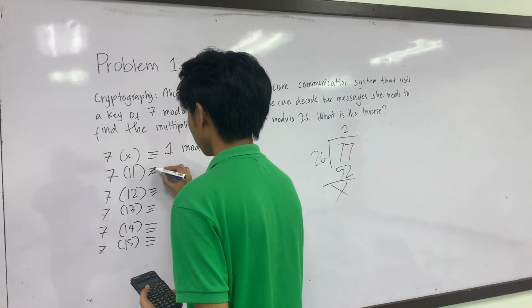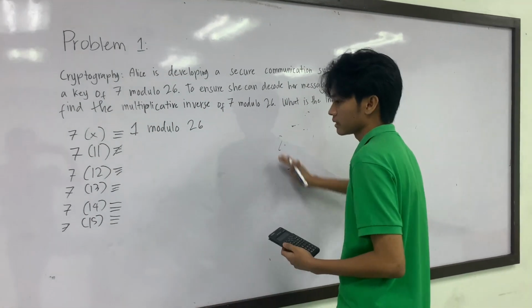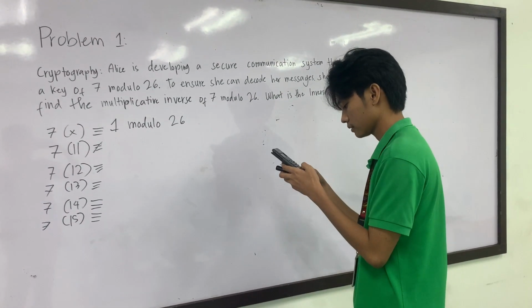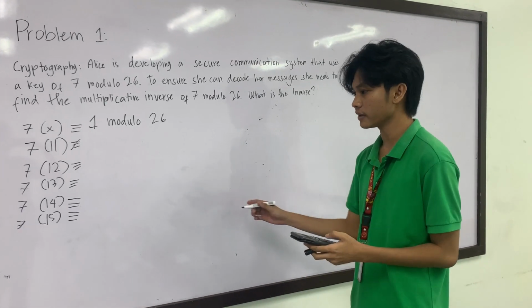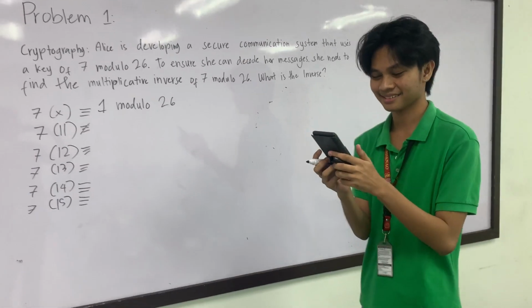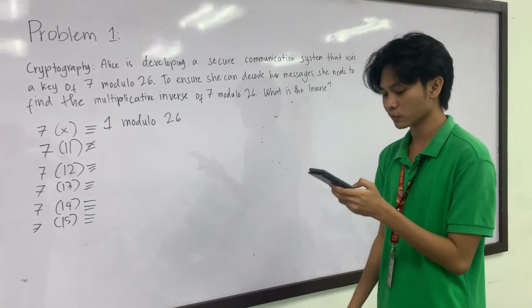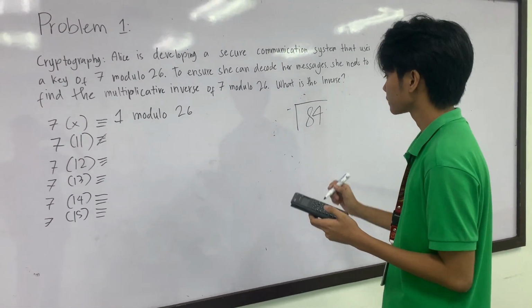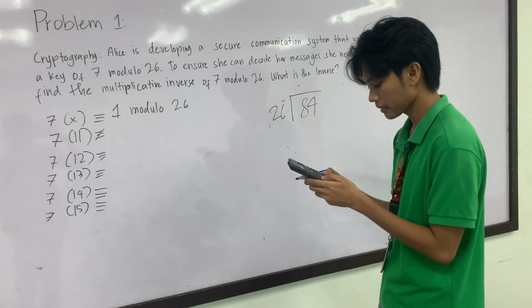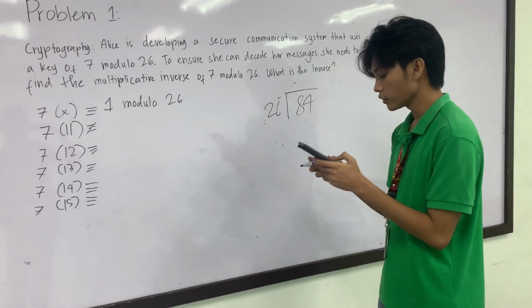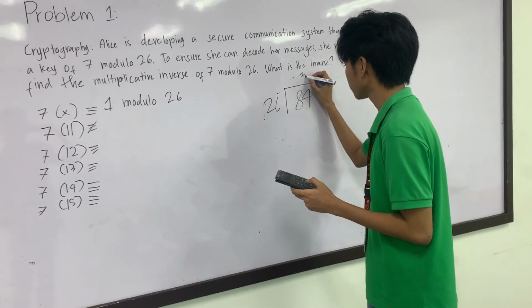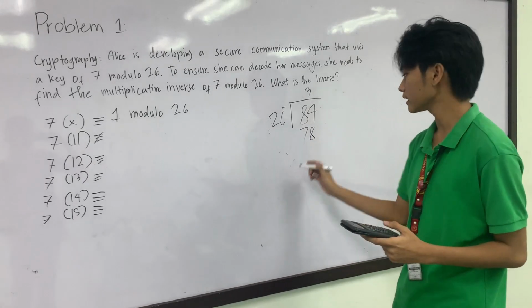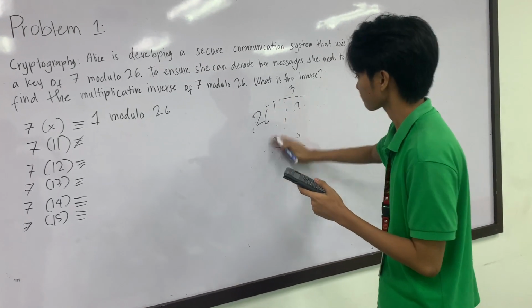Next is 12. 7 times 12 equals 84. 84 divided by 26 is 3. 3 times 26 equals 78. So still not the inverse.